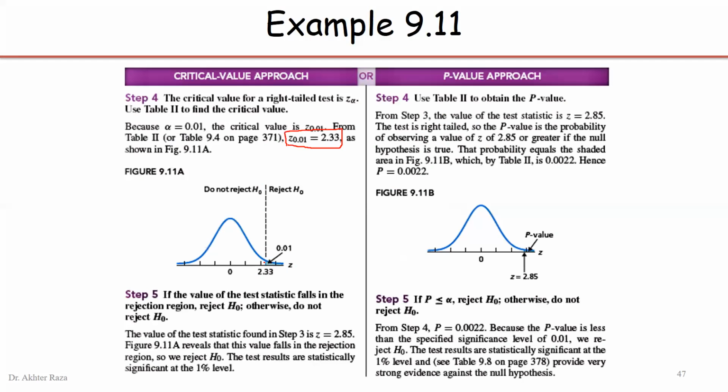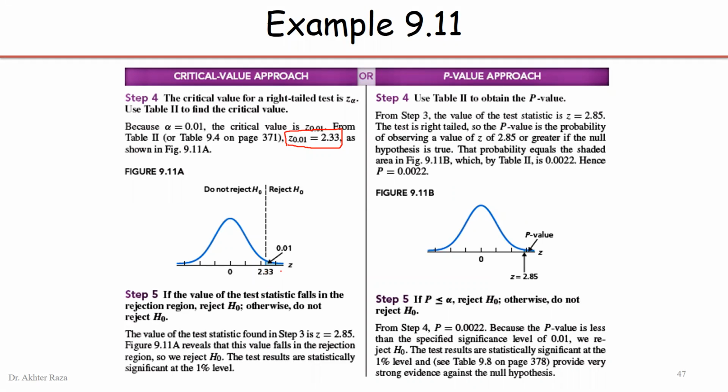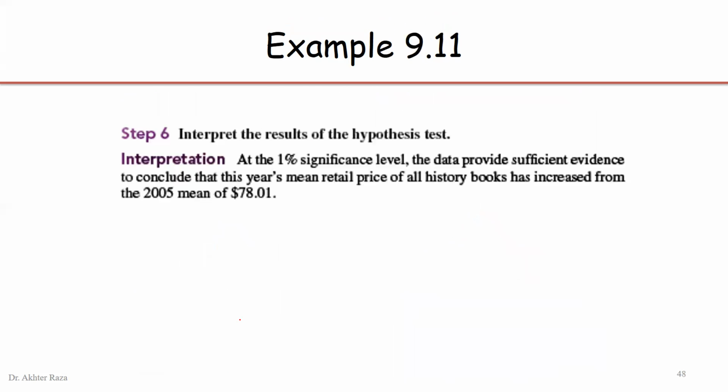Now the value of the Z statistics which we computed is 2.85. Now we have to compare. This is called Z observed, and this is Z critical. Z observed, 2.85, is more than 2.33. The data provides sufficient evidence in support of H1. What is H1? The average price is larger than the expected price of 2005. The final conclusion is here.